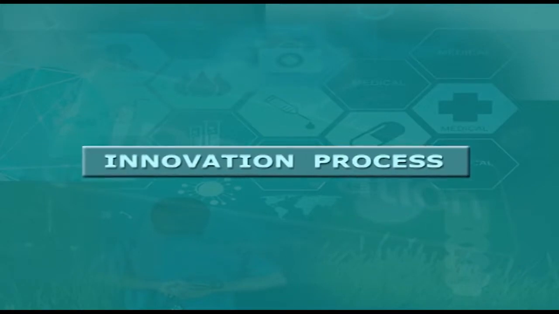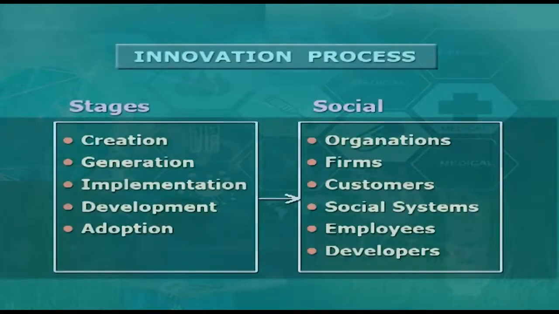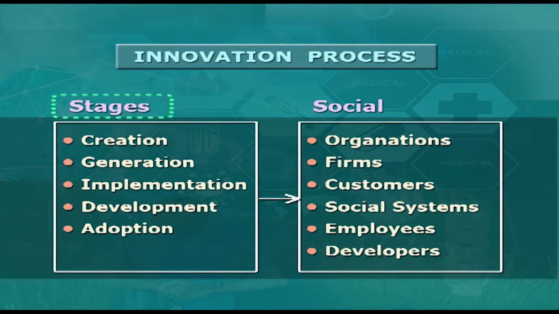Hence, we can say that innovation is broadly defined to encompass a range of types, including new products or services, new process technology, new organization structure or administrative systems, or new plans or programs pertaining to organization members. Innovation as a process involves different stages. The first stage involves creation, generation, implementation, development, and adoption.